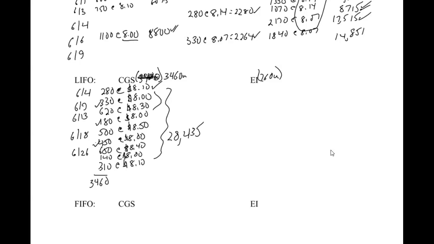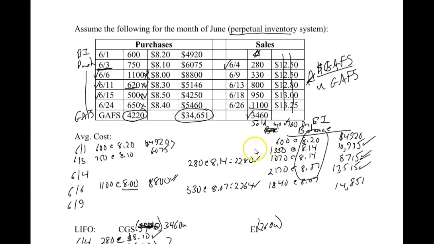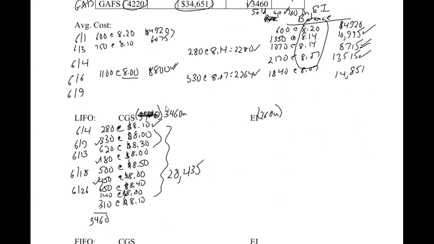So the ending inventory is everything that's left. Let's go up here and see what's left. The only thing that's left, remember, we've X'd out that, and that. So of the June 3rd purchase, the 750 at 8.10, we sold 280 of them here, and then here's another 310. So that's 590. So what do we have left? We have 160 of those left. So the ending inventory would be 160 of those at the 8.10.